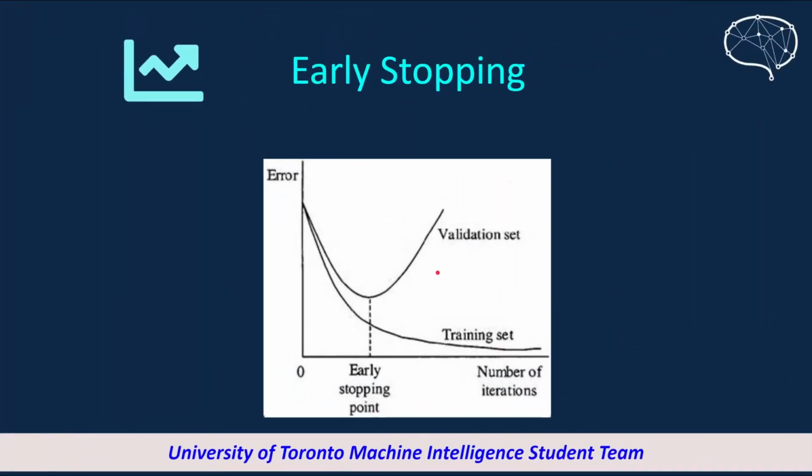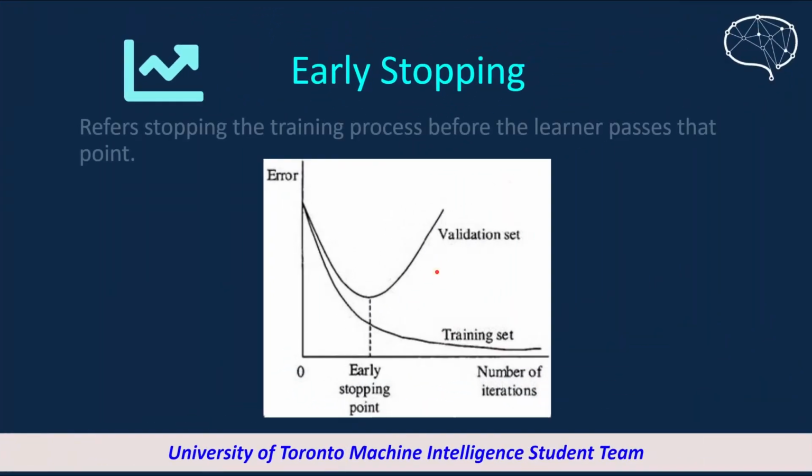And the final method is called early stopping, which refers to stopping the training process before the learner passes the optimal point. So how do we understand this graph? We'll be seeing this graph later in the code demonstration. We have a training set, and we train the model using the training set. Of course, as the number of iterations goes on, we will train the model better and better. The model will become an expert at the training set. But the model has never seen the validation set in its training.